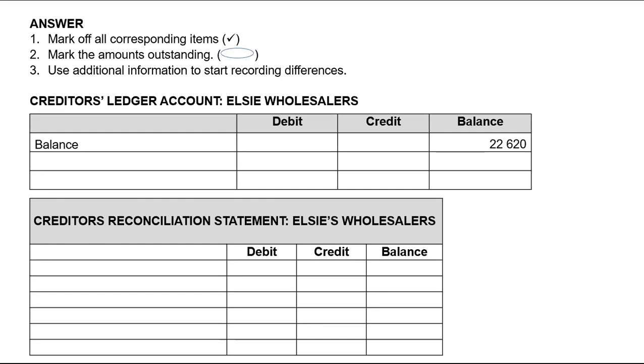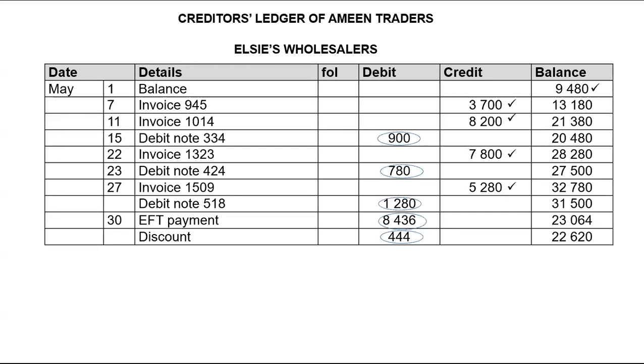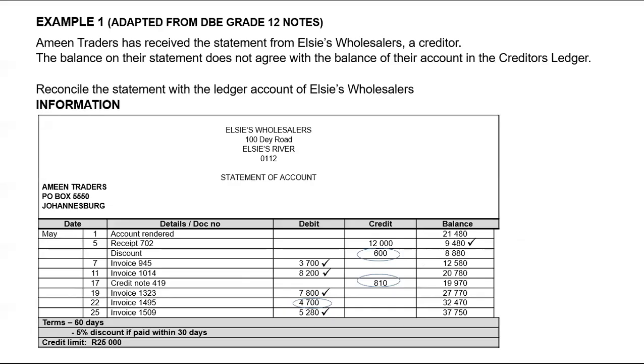I'm going to go to my creditors ledger. Basically, we didn't know that we received the discount, right? You're going to start each of these with the balances. That 22,620 is a closing balance in the creditors ledger. Okay, it's this amount here. 22,620. We're going to start the creditors ledger with that balance because we need to adjust that balance. And from the statement point of view, we were owing LC wholesalers 37,750. We're going to start creditors reconciliation with the total that comes from the statement. You got that?